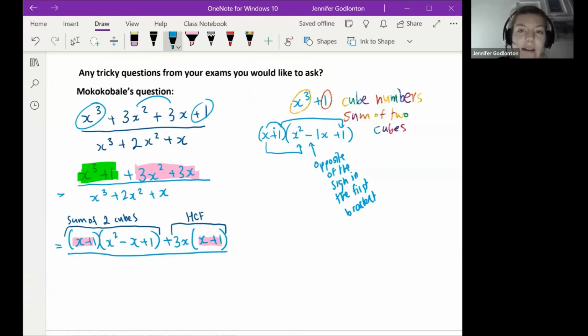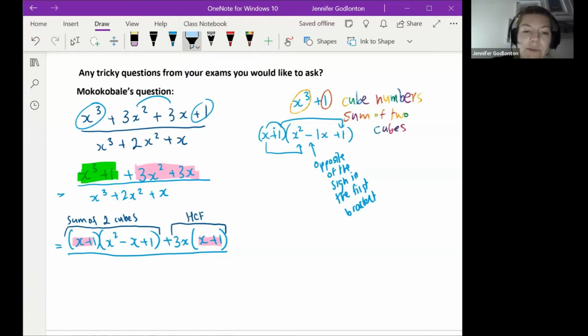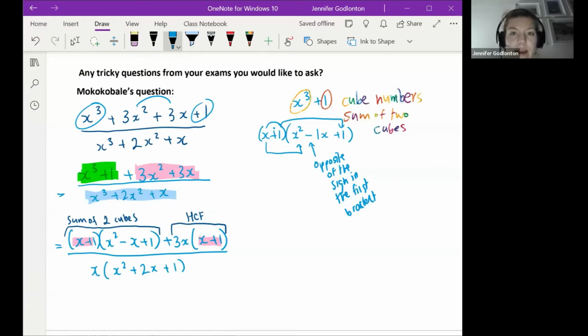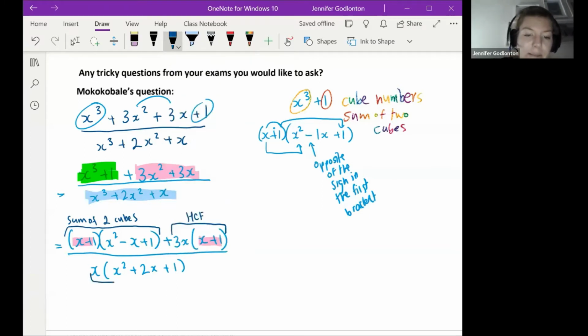Now down here, let's just do it in a different color. The x cubed plus 2x squared plus x, we can take out a highest common factor. So I'm going to take out x, and I'm going to be left with x squared plus 2x plus 1. Okay, so this down here was taking out a highest common factor.